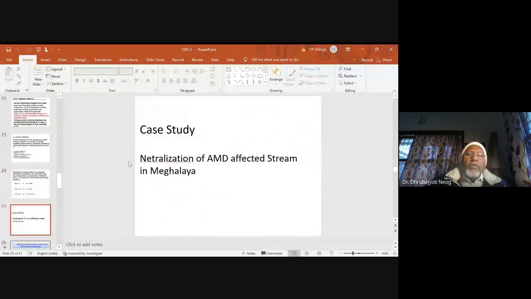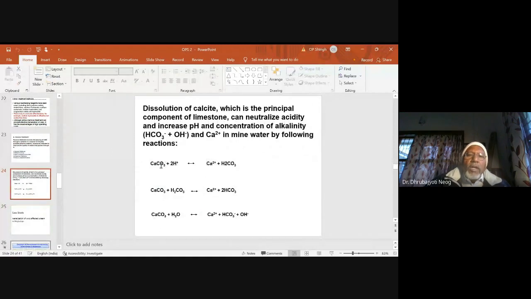In the process of neutralization, limestone actually contains calcium carbonate, that is the alkaline material. It reacts with hydrogen ions and forms different products. This way, hydrogen ions are utilized and neutralization takes place.